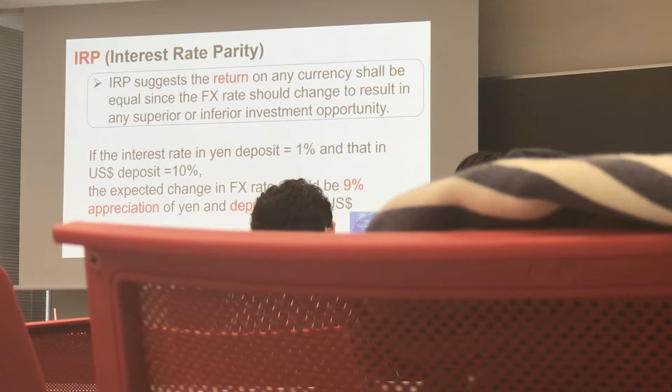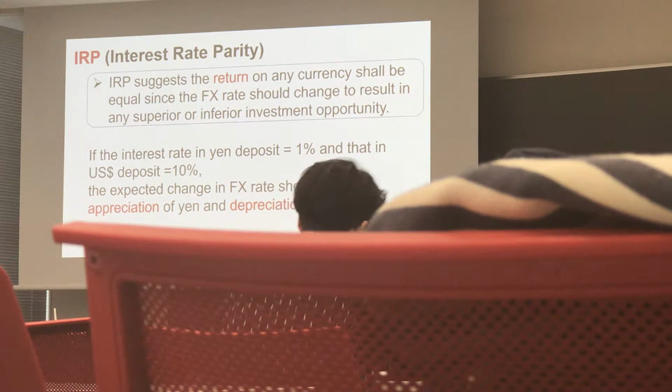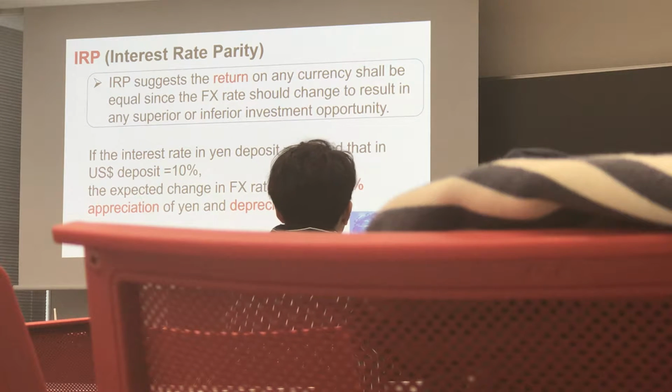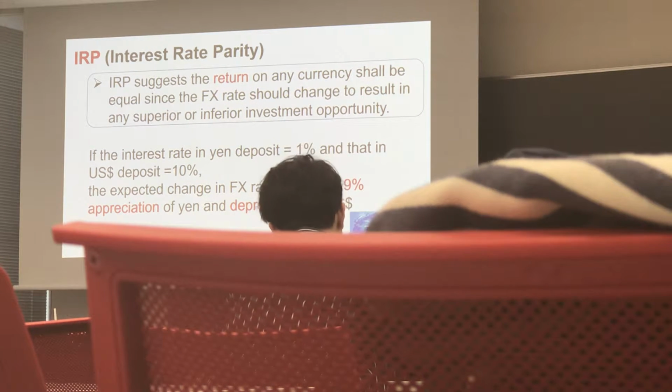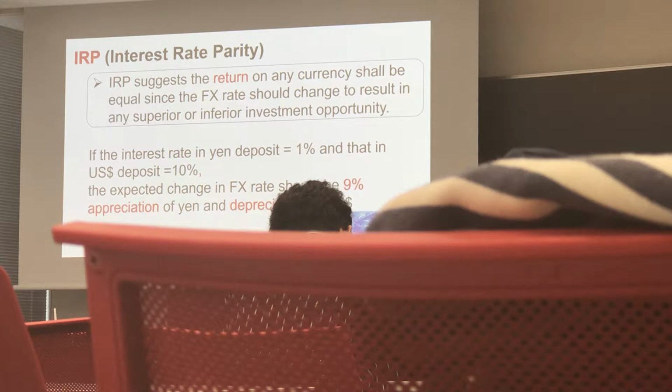And then the next one is IRP, interest rate parity. As in the case of PPP, where the price will determine the FX rate, in the case of IRP, the interest rate difference may determine the exchange rate, because the return on any currency should be equal because of the adjustment by the FX rate. For example, if the interest rate on a yen deposit is 1% and the interest rate on a US dollar deposit is 10%, then the expected change in the FX rate should be a 9% depreciation of the US dollar.